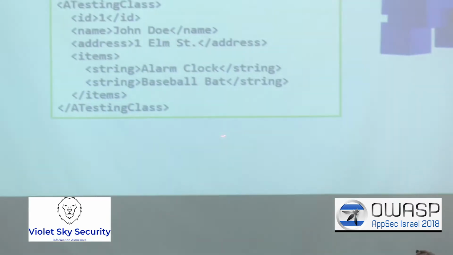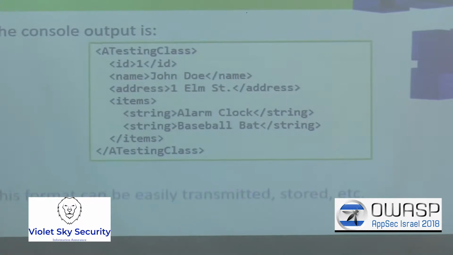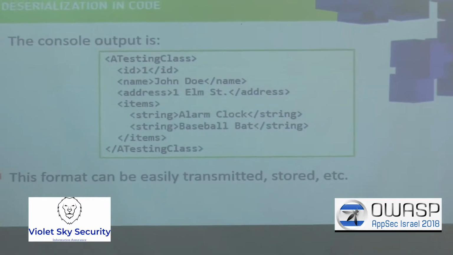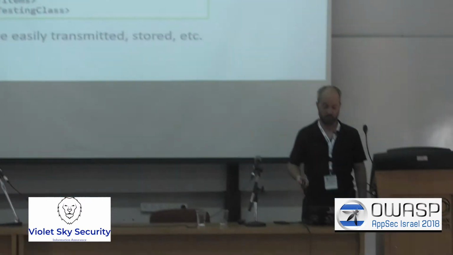We have all the variable names and their values, and it's wrapped by the class itself. And this format can obviously be transmitted very easily. It's a string. It can be stored. It can be put in a database.